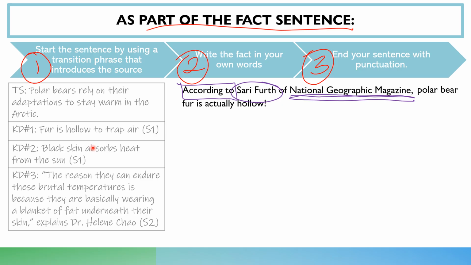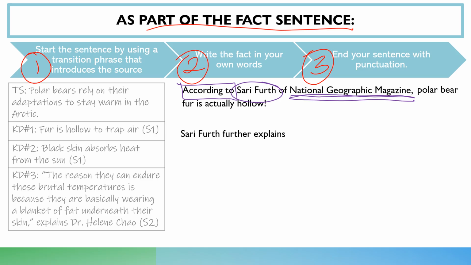Let's look at another one. The next one still comes from source 1, which was where the author Sally Firth was writing for National Geographic magazine. And this one is about how they have black skin to absorb heat from the sun. So I'm going to start with a new transition phrase so it's not the same phrase over and over.